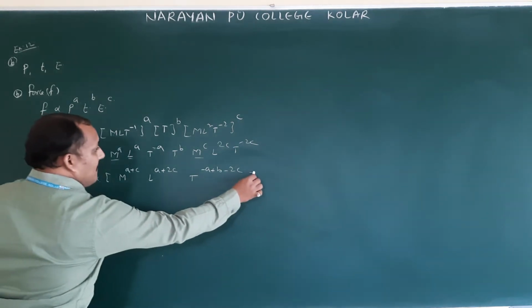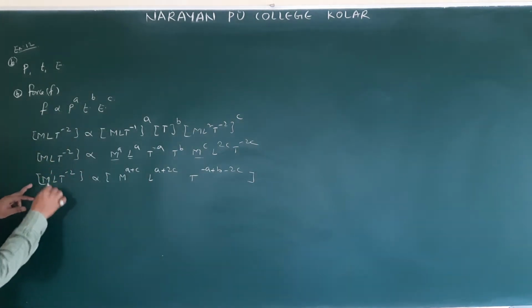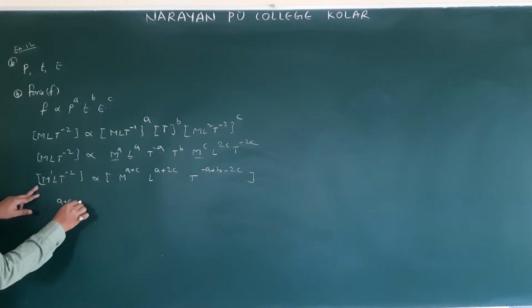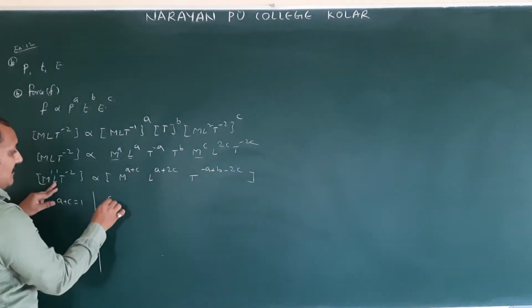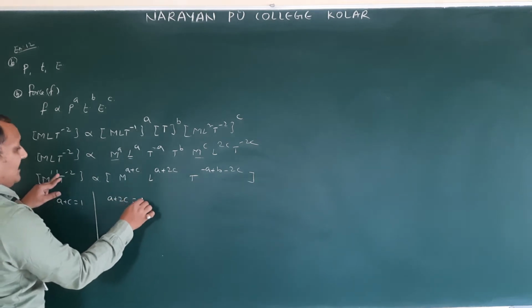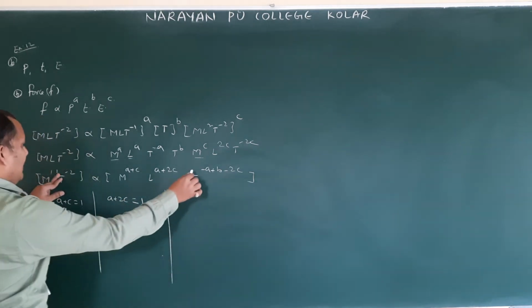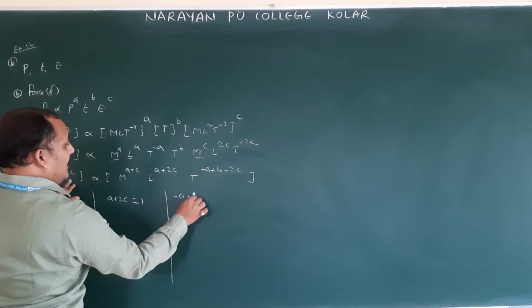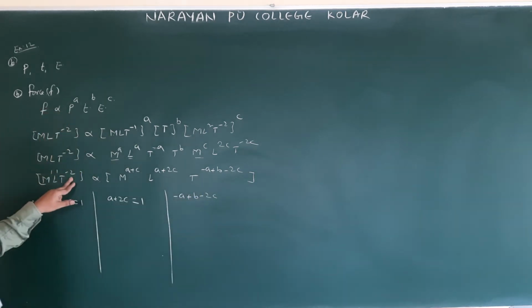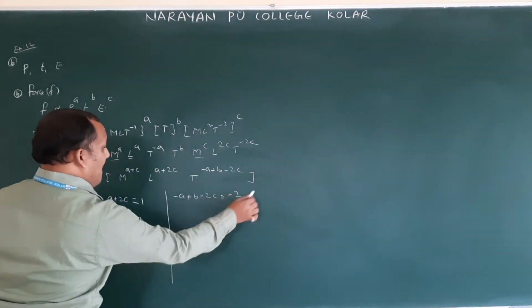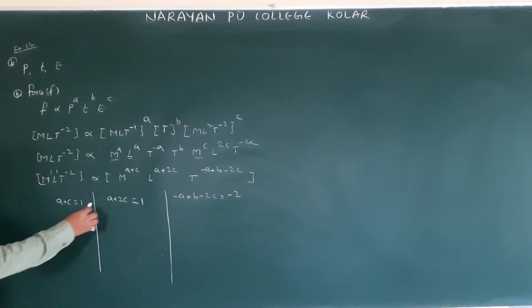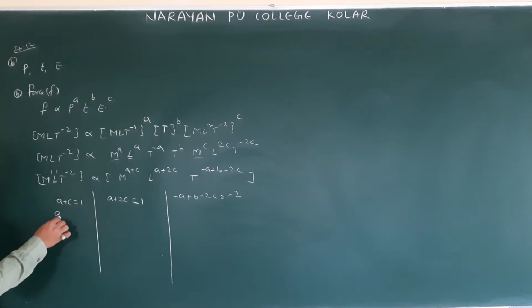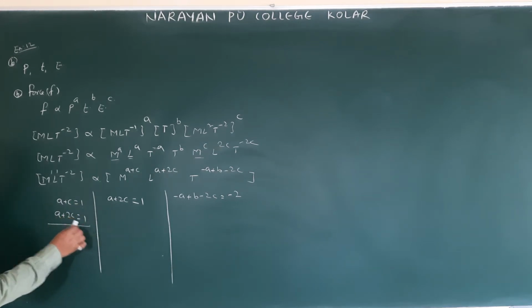Now compare. So A plus C equal to 1. Next, L power how much is there? 1. Here A plus 2C equal to 1. Here minus A plus B minus 2C. T power how much is there? Minus 2. So two unknowns, two equations: A plus C equal to 1, A plus 2C equal to 1.